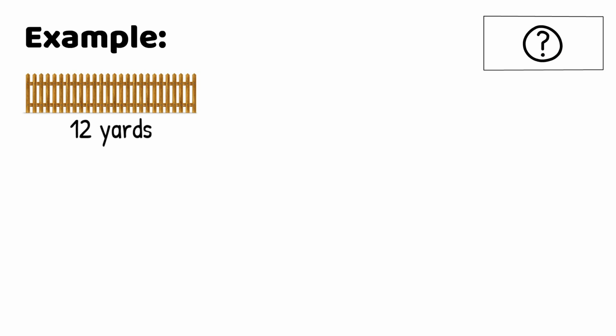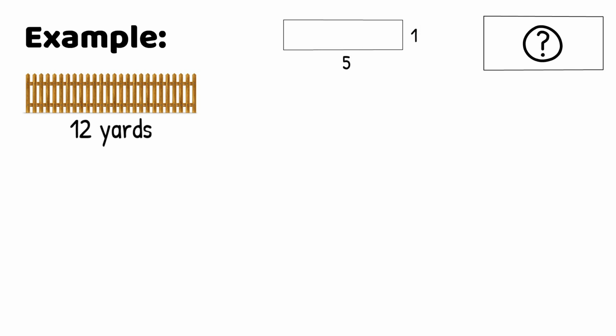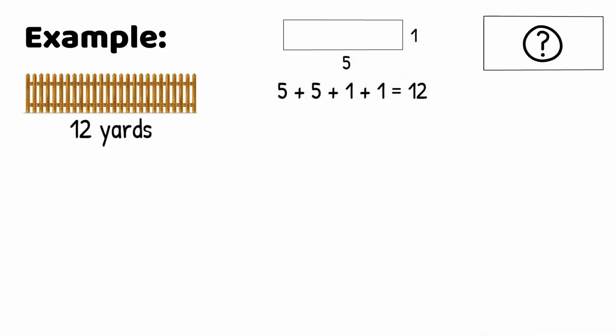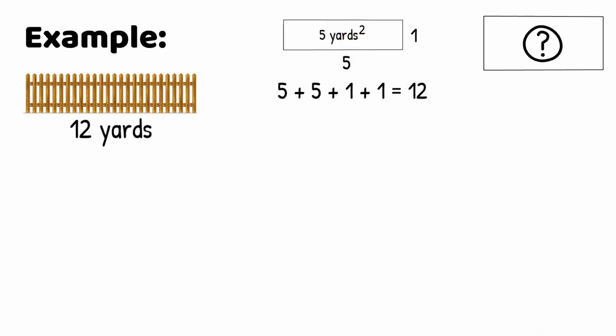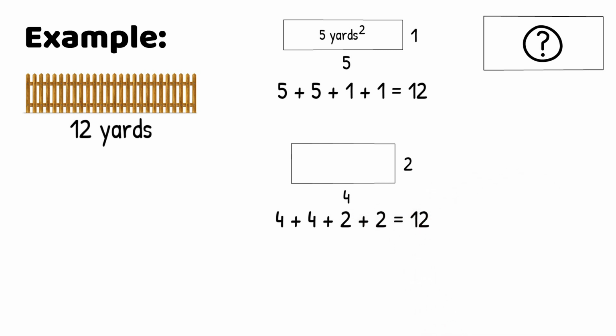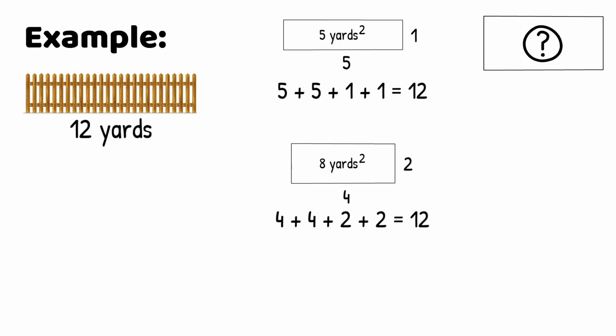As an illustration, the fence can have a length of 5 yards and a width of 1 yard. So we're using a total of 5 plus 5 plus 1 plus 1 equals 12 yards. This type of fence will have a total area of 5 square yards. Or consider the fence with a length of 4 yards and a width of 2 yards. So we're using 4 plus 4 plus 2 plus 2, which is 12 yards. This type of fence will have an area of 8 square yards.